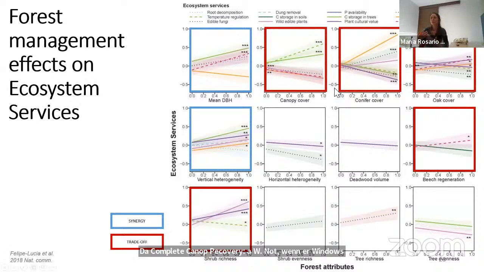So this was interesting to identify which concrete management aspect would benefit one or other services, and in this way we could provide more concrete management applications in practice. So for example, conifer cover would of course contribute to timber production, but would decrease a number of cultural services and regulating services as well.